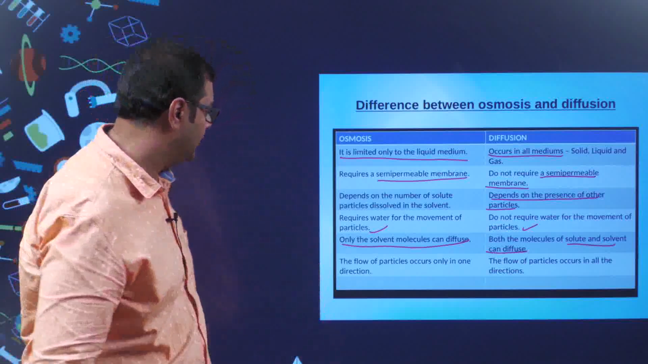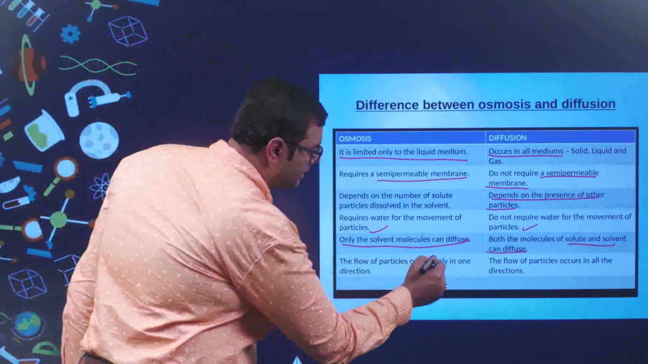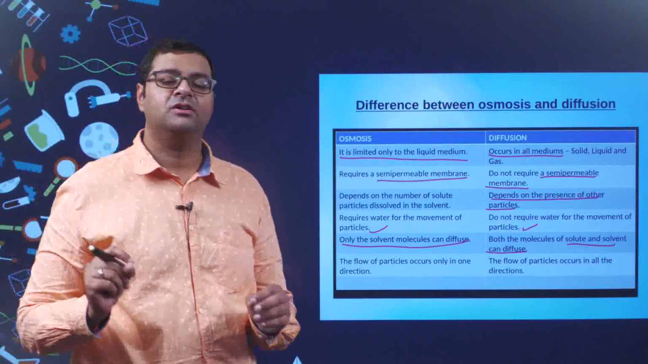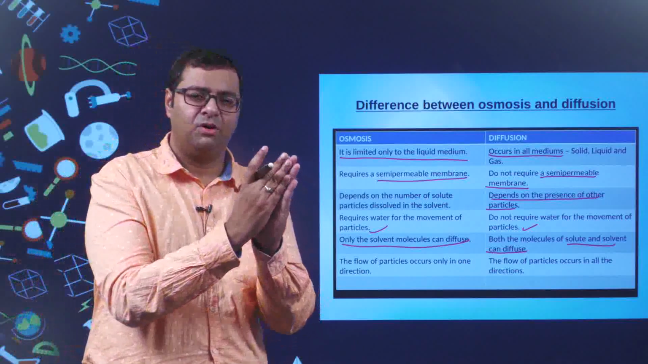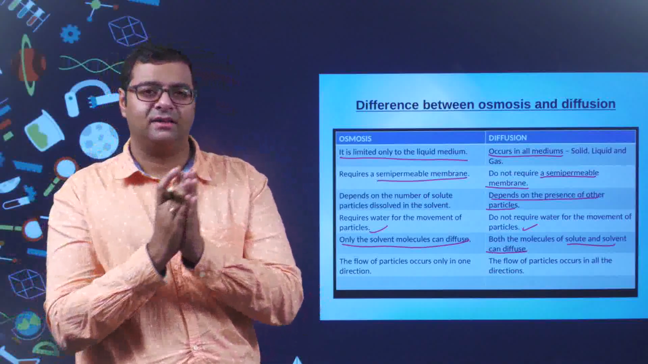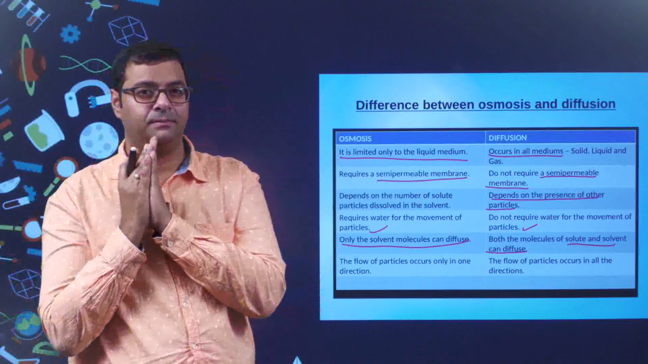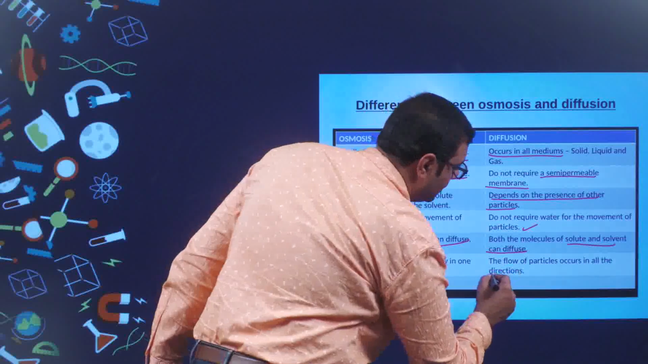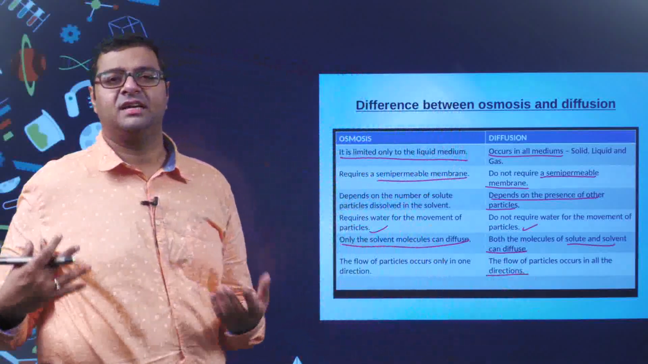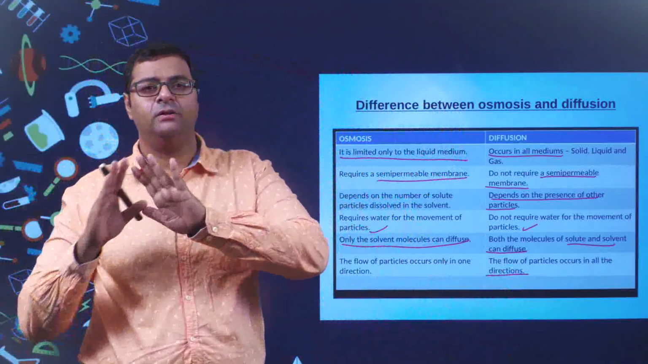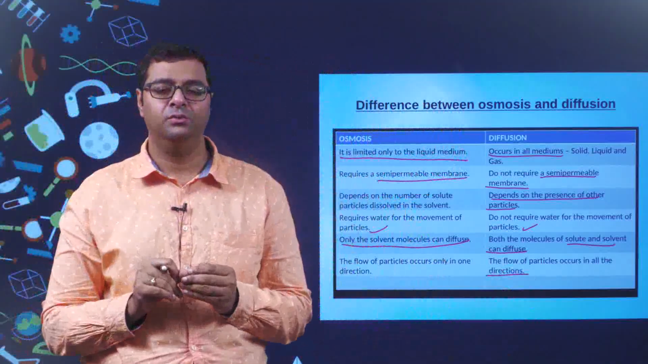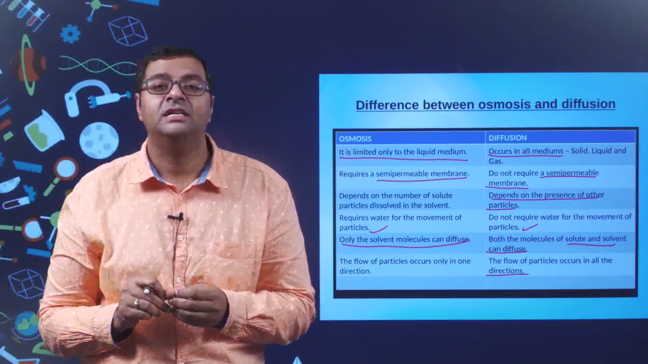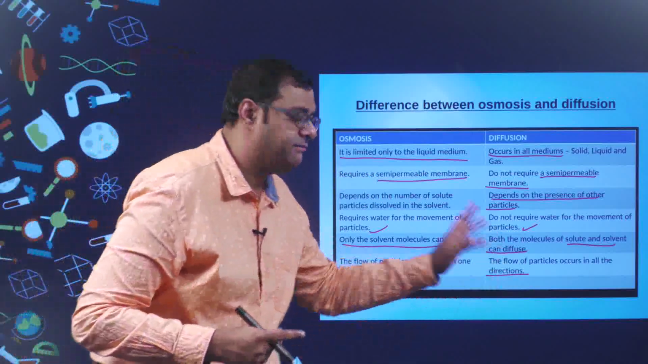Next, the flow of particles. Please remember, in osmosis, the flow of molecules is only in one direction, that is from point A to point B. That's it. In diffusion, the flow of particles occurs in all directions. Just like the scent bottle, when I spray it here, it will spread across the entire room. I will be able to smell it anywhere in that room. Why? Because it has diffused.